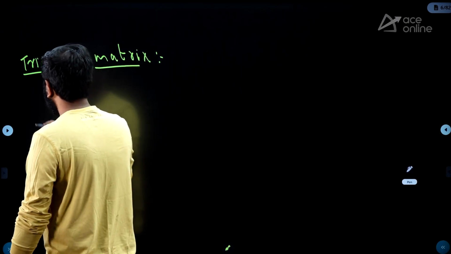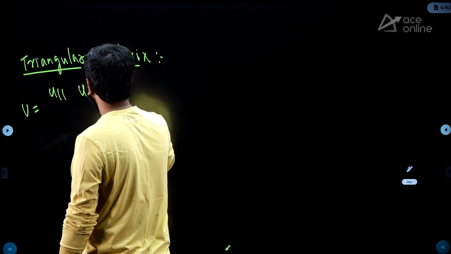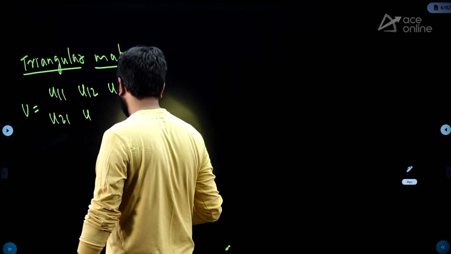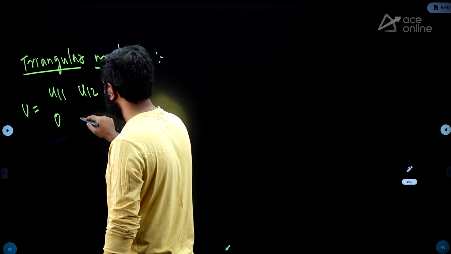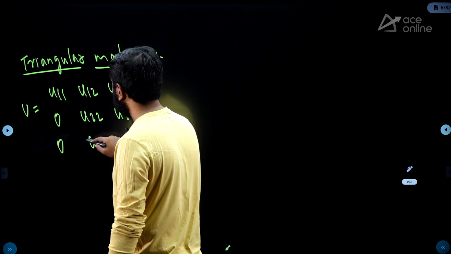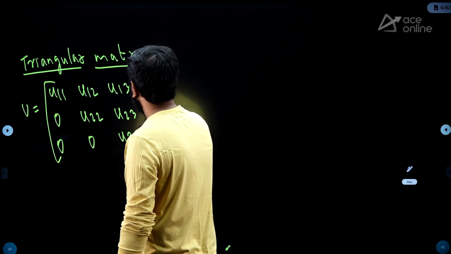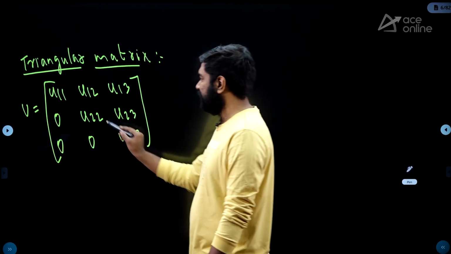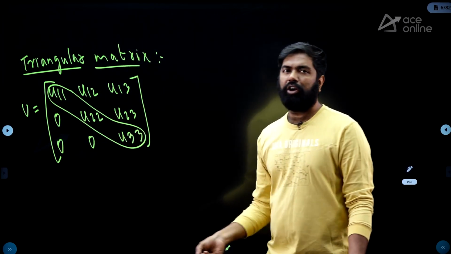Triangular matrix: I think of upper triangular, which looks like this: U11, U12, U13, U21, U. When I say upper triangular, is this element 0? Yes. This is U22 and this is U23. Is this 0 for upper triangular? Yes. This is U33. In LU decomposition, we need U, which is the upper triangular matrix, so you should know how to identify it. It's easy: this is the principal diagonal, and below that all the elements are 0.